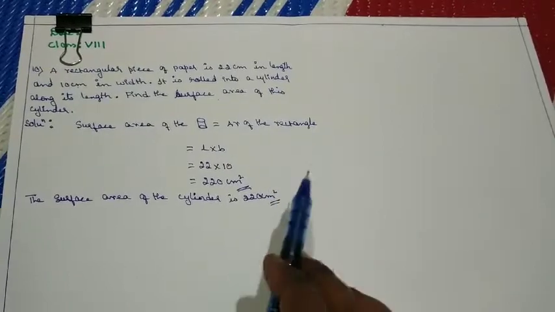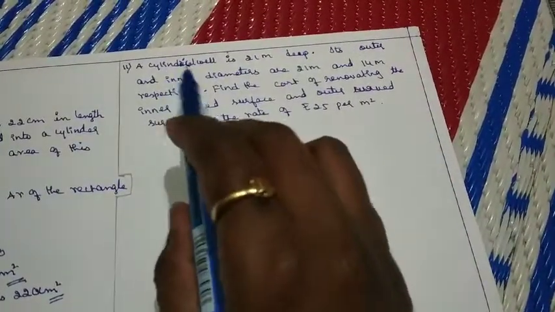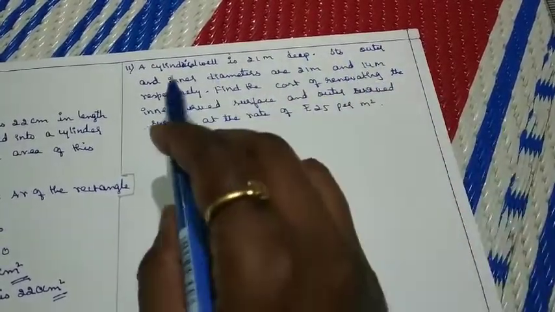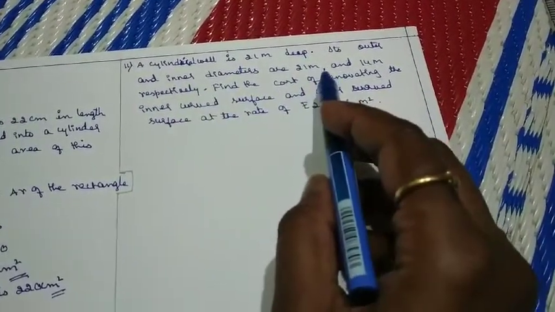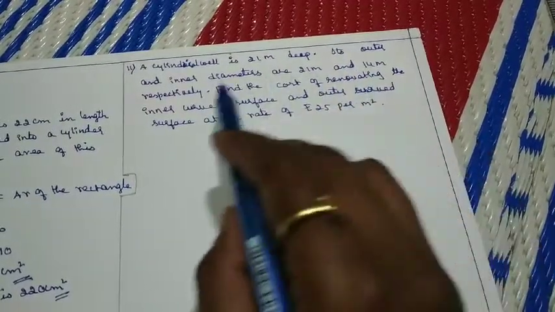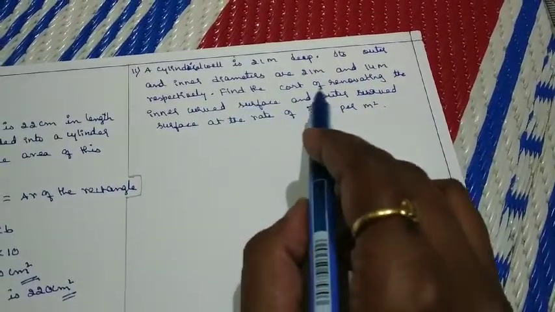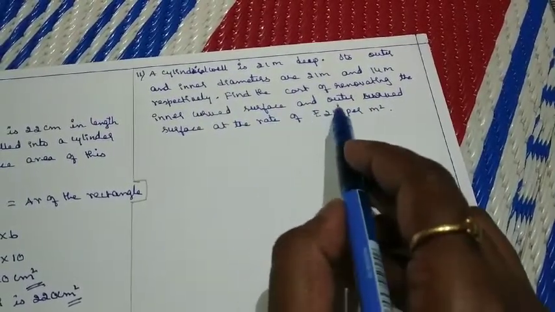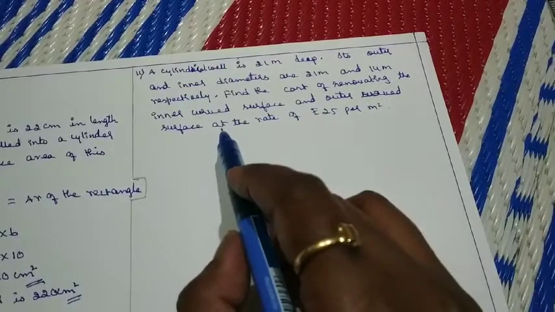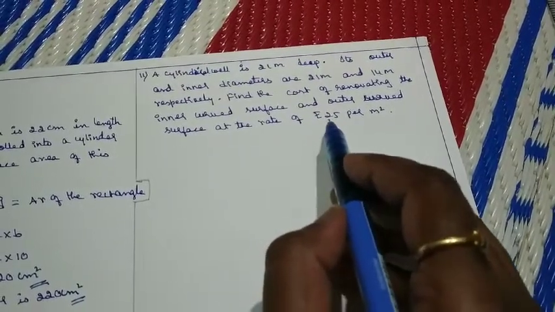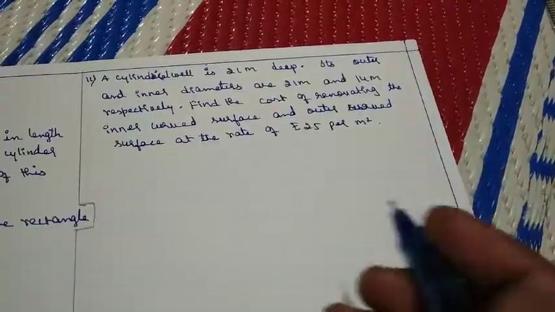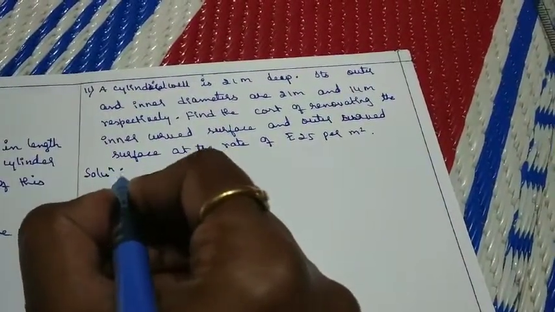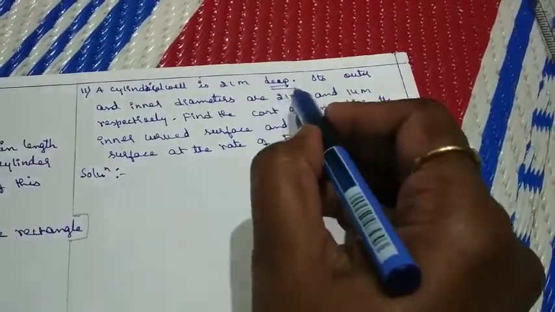Now let us move to the 11th question. A cylindrical well is 21 meter deep. Its outer and inner diameters are 21 meter and 14 meter respectively. Find the cost of renovating the inner curved surface area and outer curved surface area at the rate of rupees 25 per meter square. So first let us write the given things. Solution. Deep stands for height.